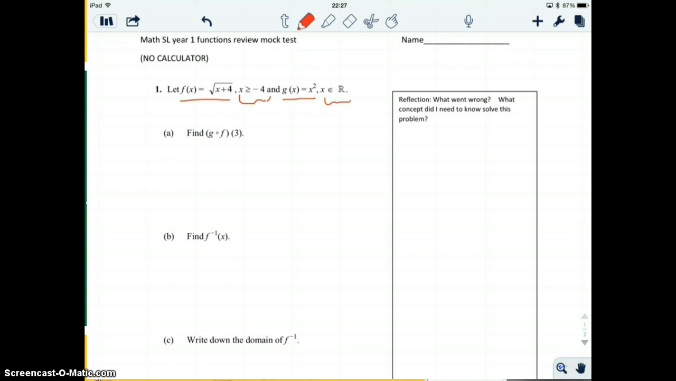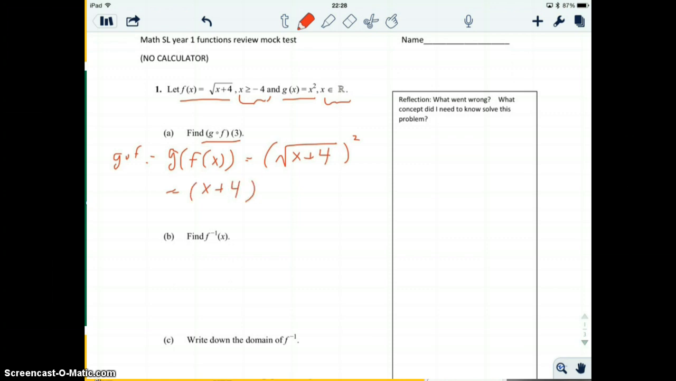So find g follows f, evaluated at x equals 3. The first thing we're going to find is g follows f, which is actually equal to g of f of x. Of course, we're going to substitute 3 in for x later. The g is x squared, and then the inside we're going to put square root of x plus 4. And of course, if you have square root of x plus 4 in a squared, that's the same thing as saying x plus 4, just the inside part, right?